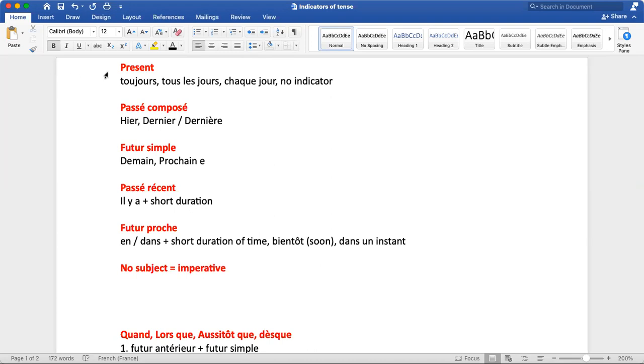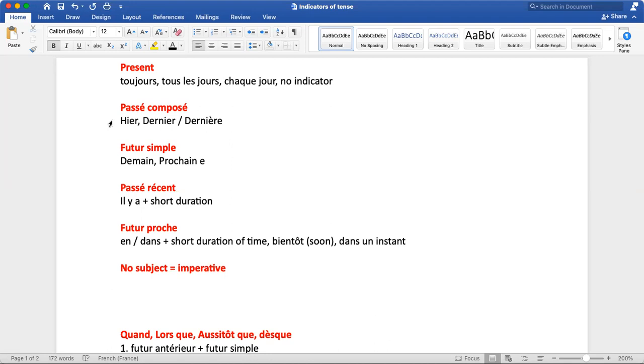What are the indicators for present tense? For present tense, that is toujours, tous les jours, chaque jour, and also no indicator will work. Toujours means always. Tous les jours means every day. Chaque jour means every day. No indicator.